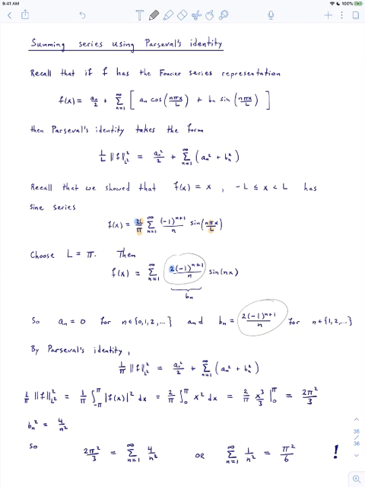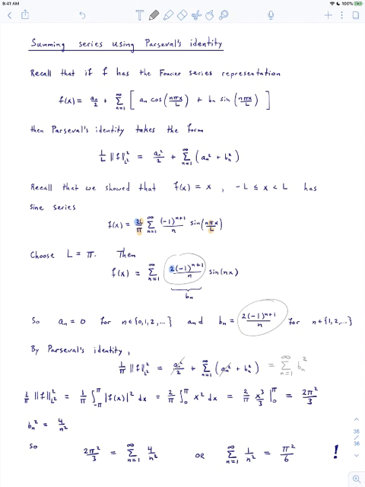1 over pi times the L2 norm of f squared is equal to a0 squared over 2 plus the sum n equals 1 to infinity of an squared plus bn squared. Now all of the an's are 0, so that term goes away, and all of those terms go away. So you just end up with the sum n equals 1 to infinity of bn squared. So we can compute all of these things.